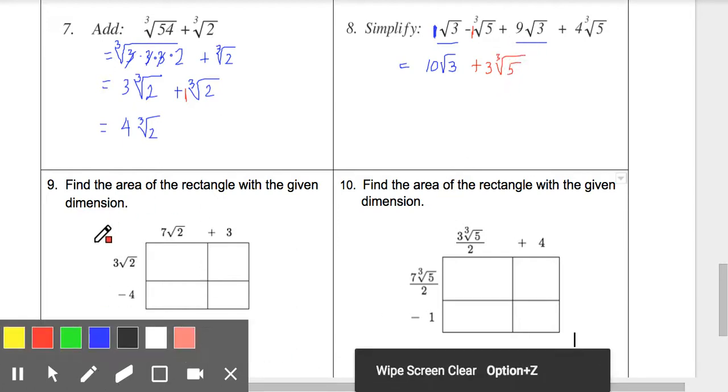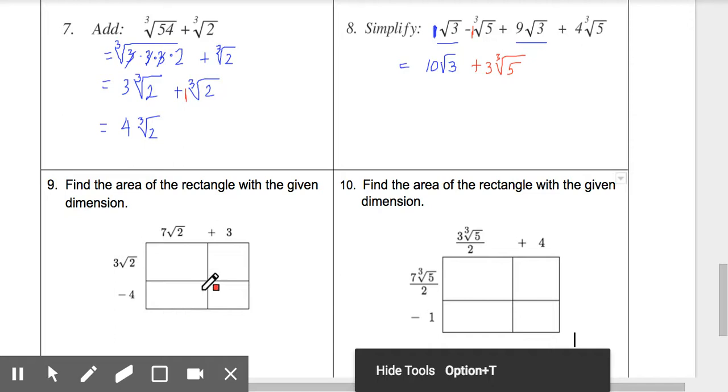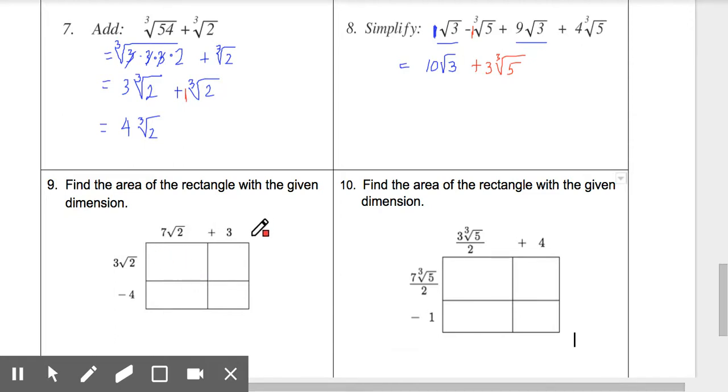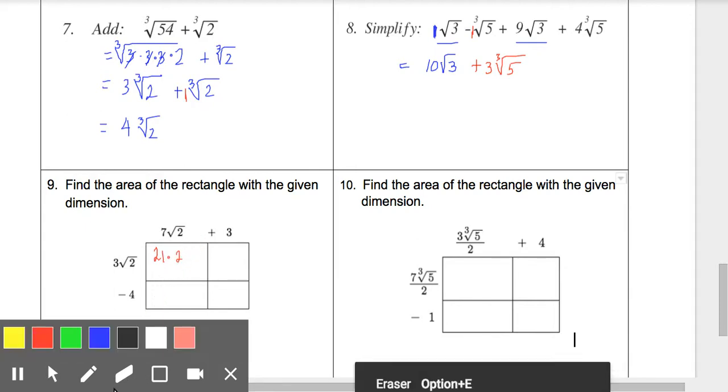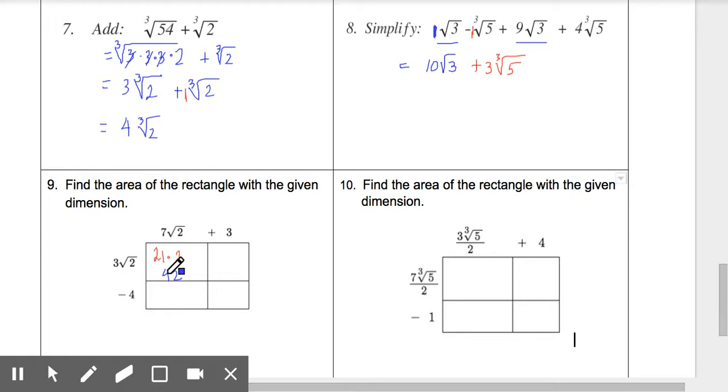Okay, let's go to number 9. Number 9, we are going to find the area of the rectangle with the given dimension. So the length is 7 square root of 2 plus 3, and the width is 3 square root of 2 minus 4. So to find the area, we multiply these two. So 3 square root of 2 times 7 square root of 2 is equal to 21 square root of 4, and square root of 4 is 2. Therefore, this is equal to 42. So the area of this little rectangle is 42.